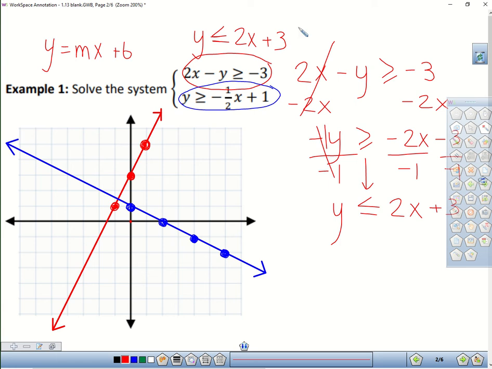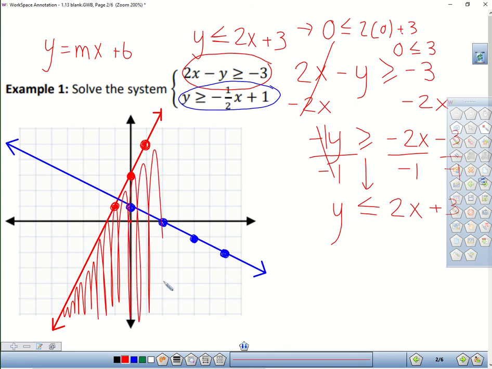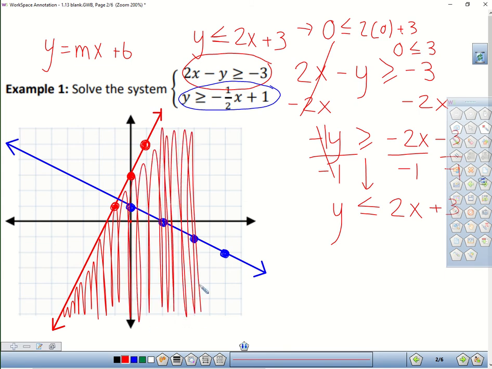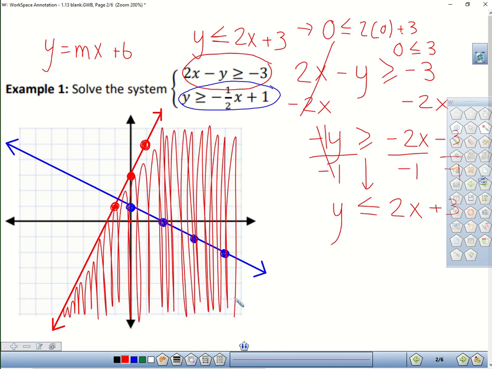Okay, so let's try it. So let's plug in 0, 0 here. So 0 is less than or equal to 2 times 0 plus 3. 0 is less than or equal to 3. Is that a true statement? Yes, so we're going to shade where 0 exists on that region. So you're going to shade here.